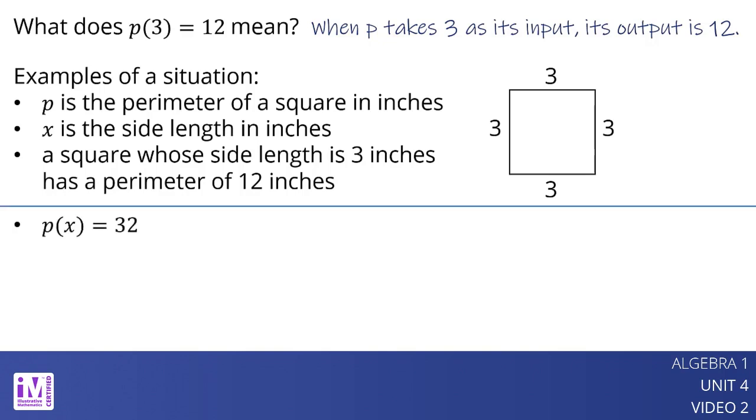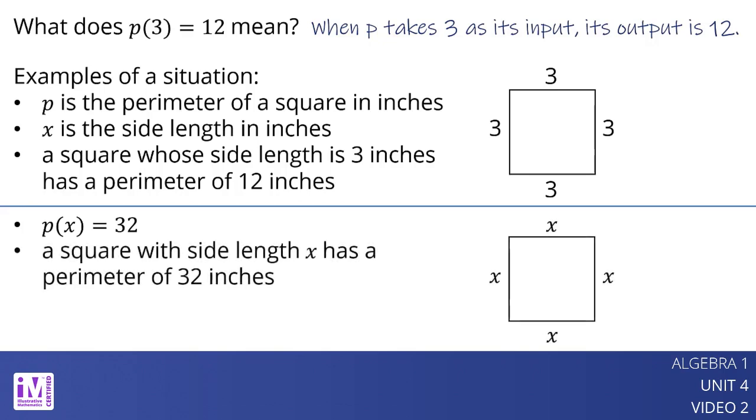We can also interpret statements like p of x equals 32 to mean a square with side length x has a perimeter of 32 inches, which then allows us to reason that x must be 8 inches and to write p of 8 equals 32.